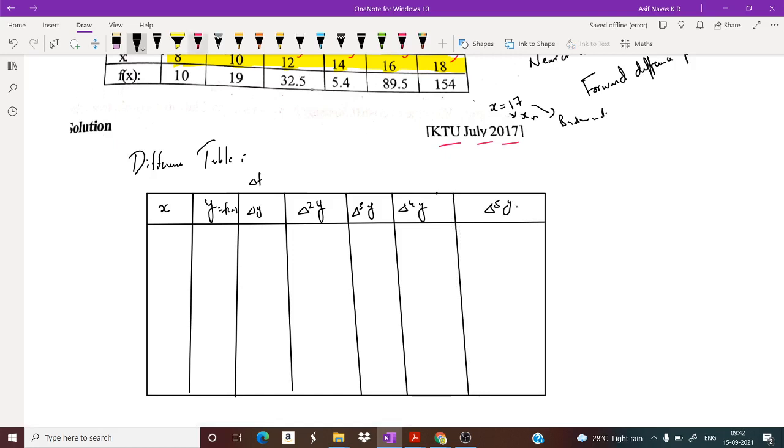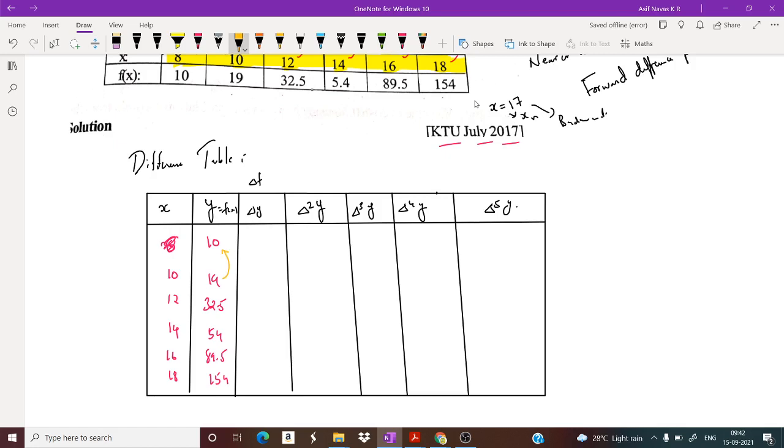Now we will write what are the x values first. X is 8, 10, 12, 14, 16, 18, and f of x values: 10, 19, 32.5, then 54, 89.5, 154. Now we know that delta y is this minus this.